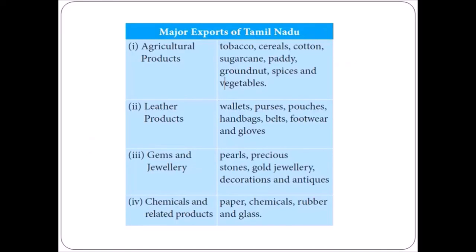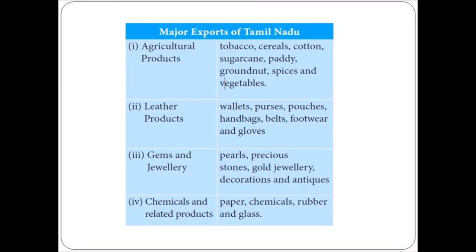The major exports of Tamil Nadu are agricultural products, leather products, gem and jewellery, chemicals and related products. Under the agricultural products, Tamil Nadu exports tobacco, cereals, cotton, sugarcane, paddy, groundnut, spices and vegetables. And under the leather products, especially from Vellore district, they export wallets, purses, pouches, handbags, belts, footwear and gloves.